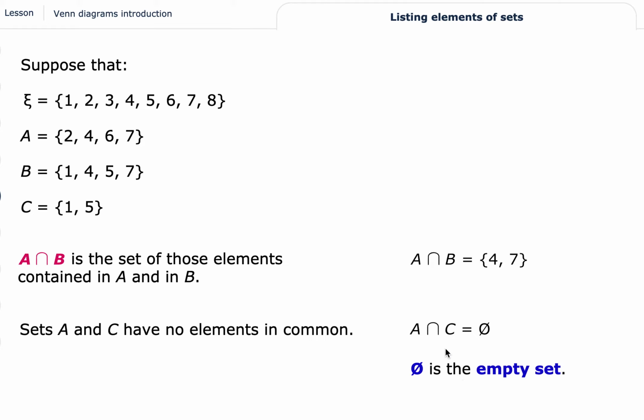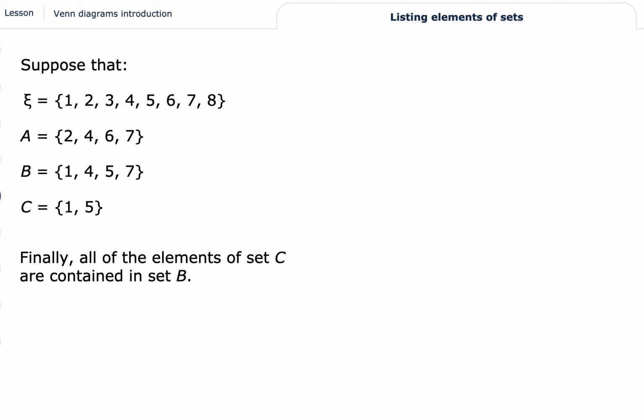A intersection with C, there's no common element, so we write null, which is an empty set. We can't write 0 because 0 is also considered a digit. If we have 0 as one of the elements here, that would be confusing. So that's why for the empty set, we write a 0 but we cross it out. Okay.